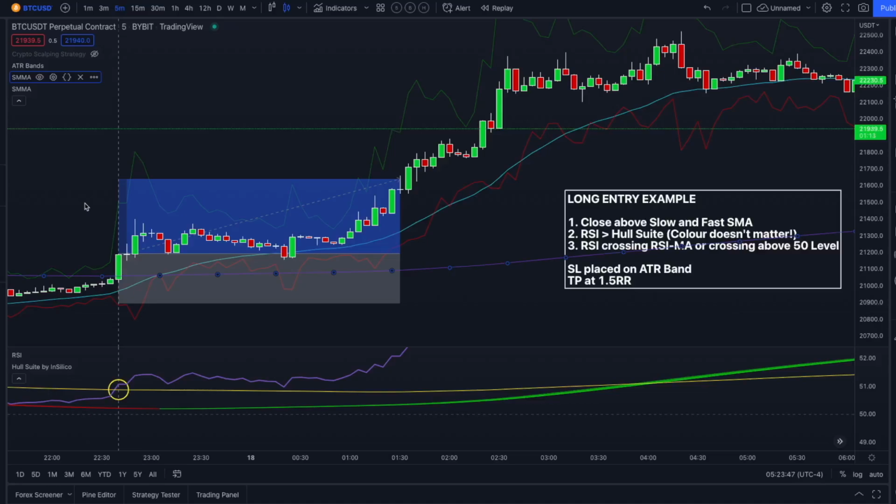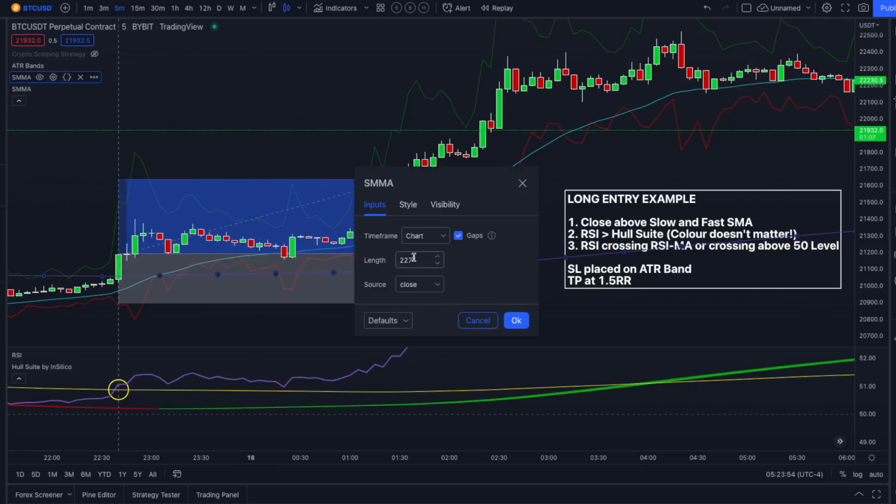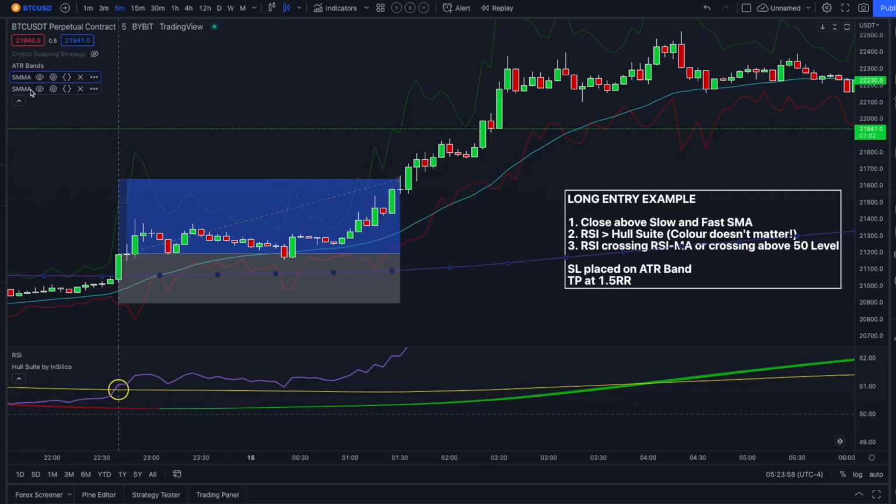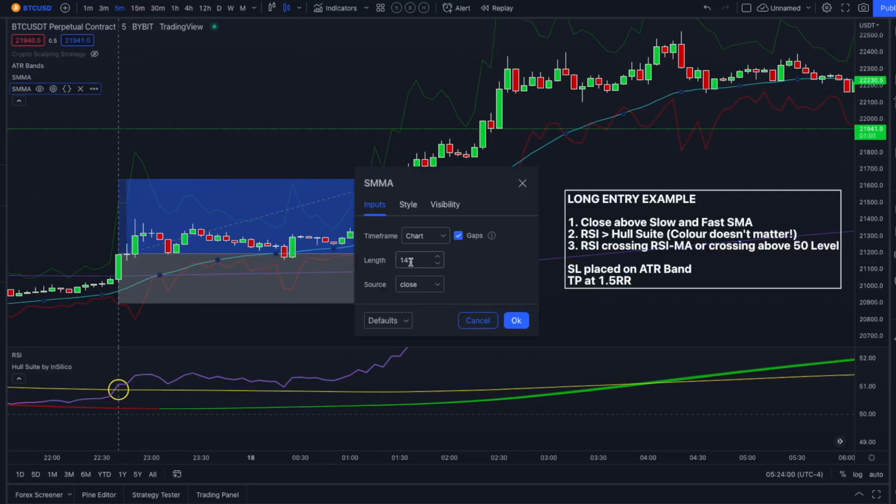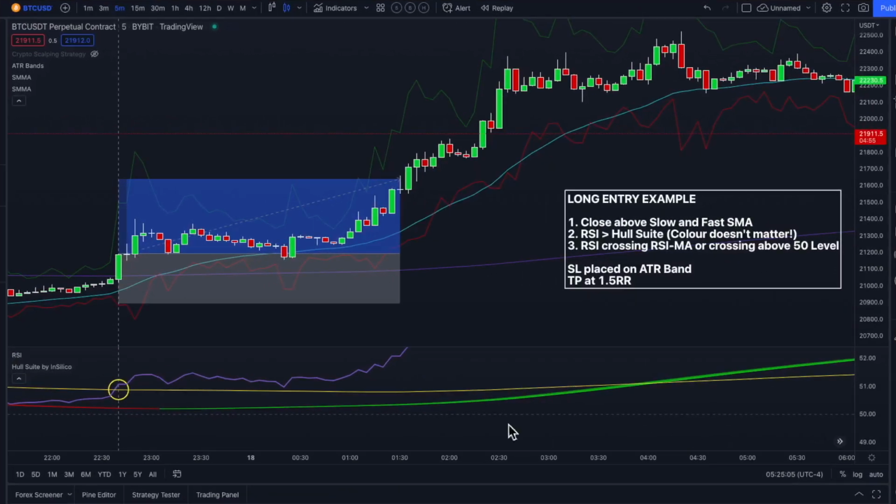The last two indicators for today that we are going to need is an SMMA, a smooth moving average with the length of 227. That's going to be considered our slow moving average, and our fast moving average with the length of 14. Now we are all ready and set up to go through our long entry and short entry examples.